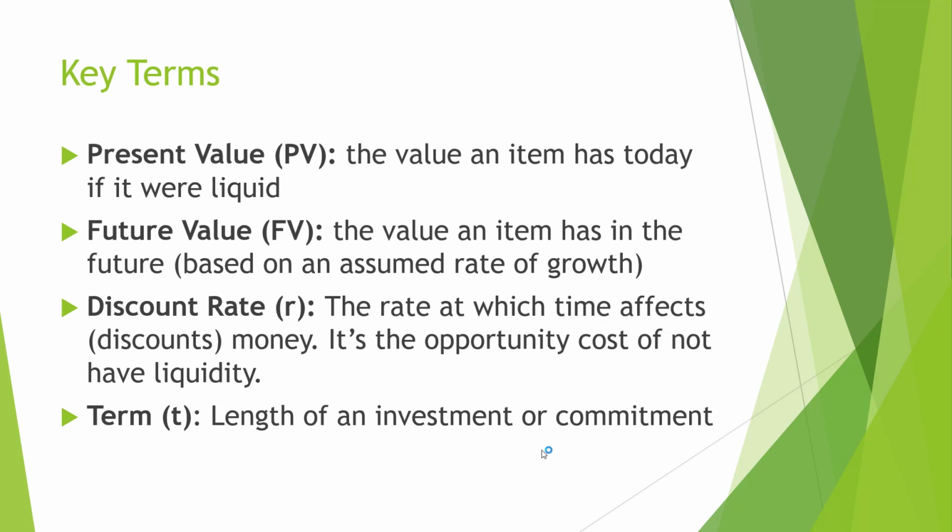Some more key terms that we're going to be using for the math calculations in this chapter. The first is the present value. So that's the value an item has today if it were liquid. Whereas future value is the value an item has in the future, based on an assumed rate of growth. So when dealing with future values, we have to make an assumption on what that rate is going to be. And so that discount rate, or R, is the rate at which time affects or discounts money. It's the opportunity cost of not having liquidity because you're waiting for it over time. So term, or T, is the length or time of an investment or commitment.